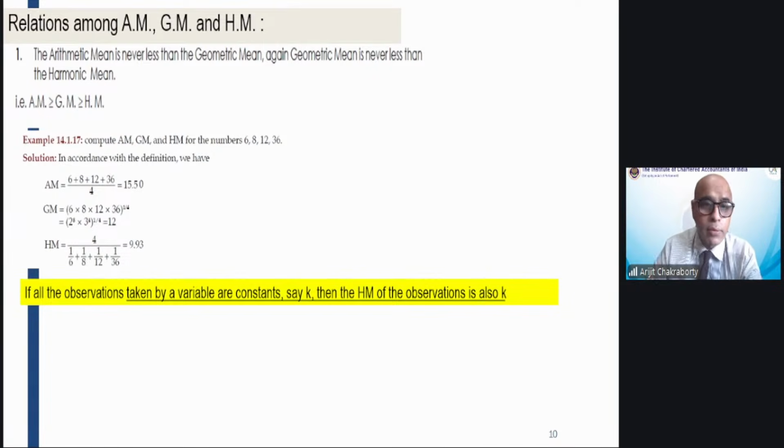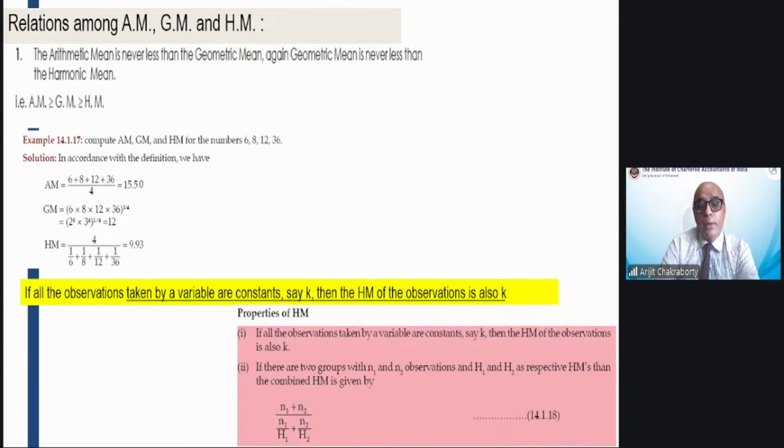So in the numerator, I will write n. In the denominator, I will write 1 by k plus 1 by k n times. That means I will get n divided by k in the denominator. And if you just transpose it, what you get is ultimately you are left only with k. So answer will be that the harmonic mean of a set of variables, each having the value of k, the harmonic mean also will be equal to k.